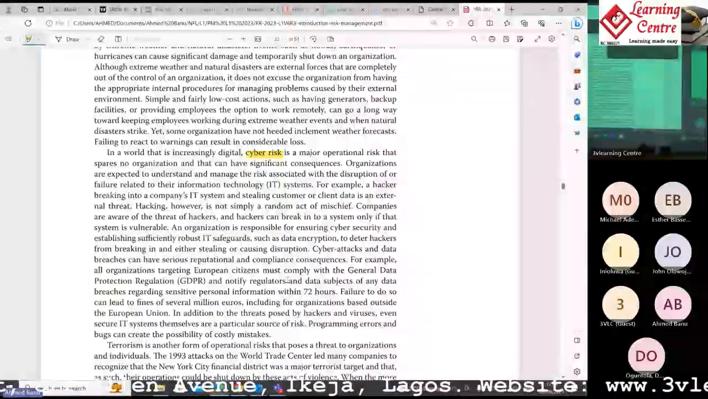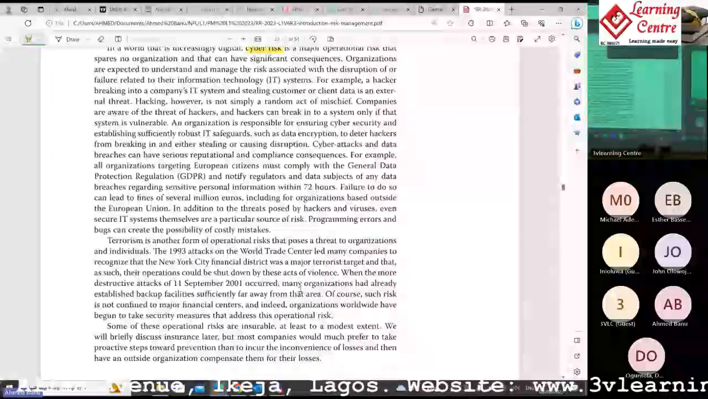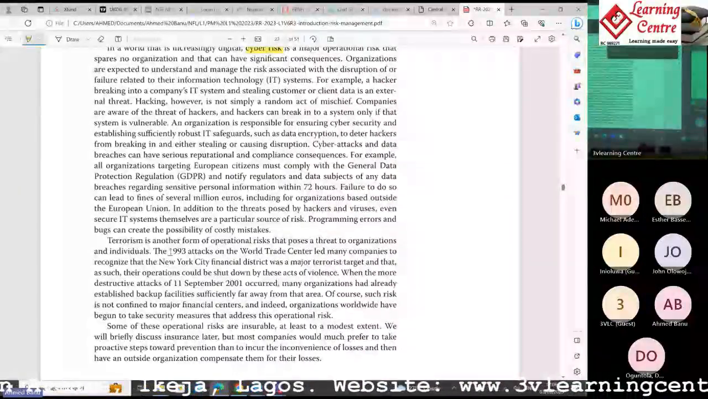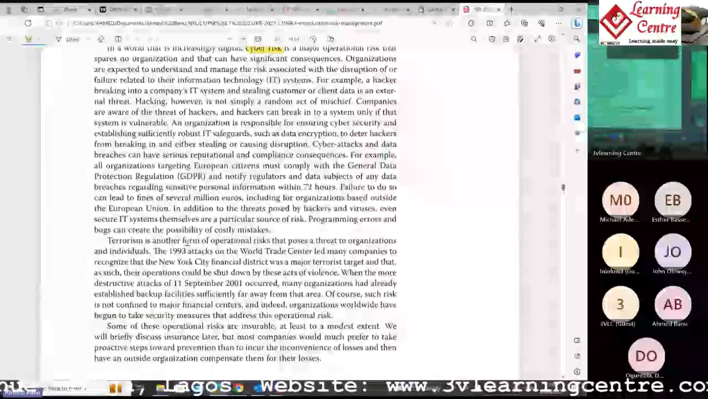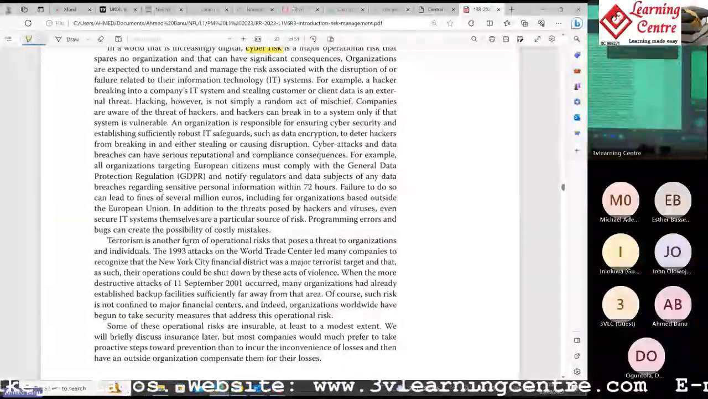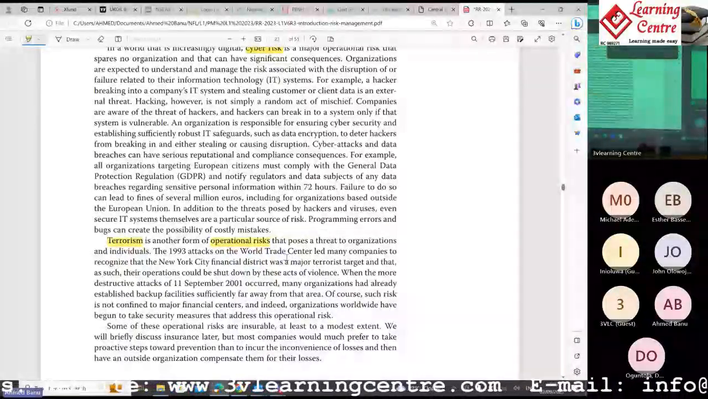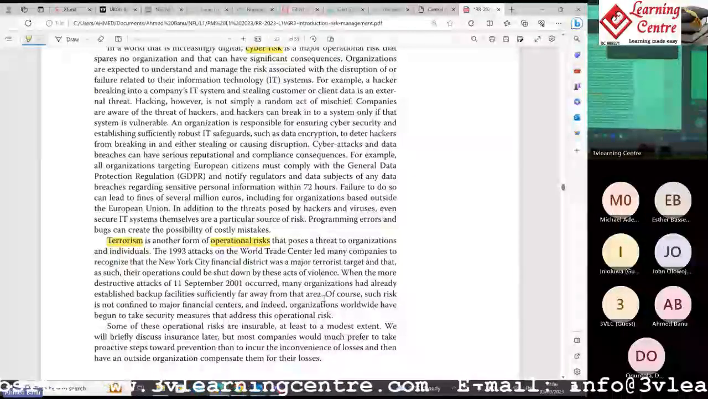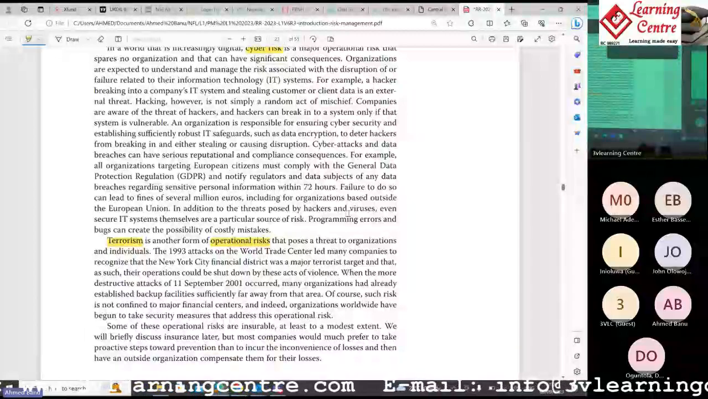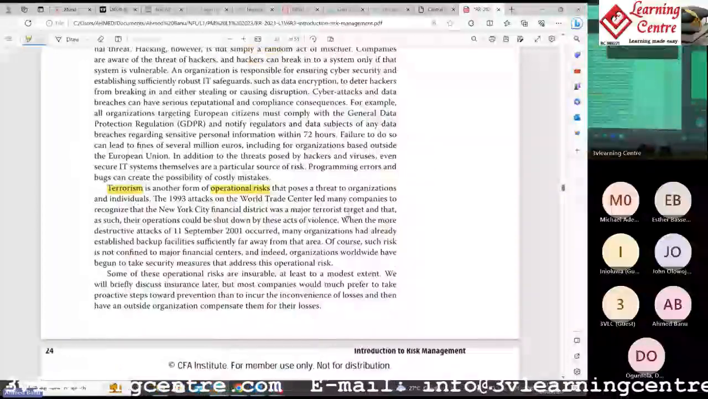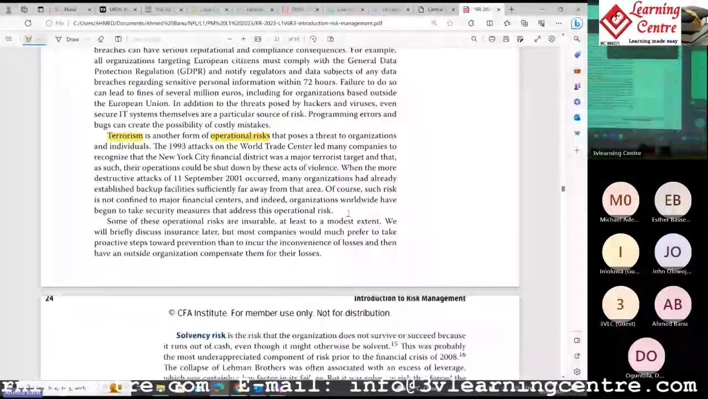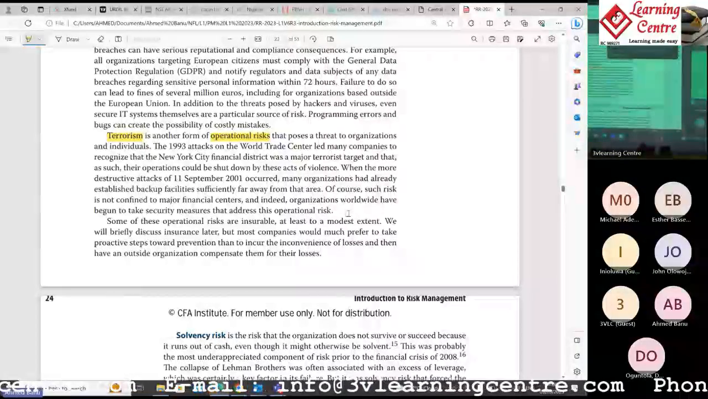Then another part is terrorism. There's no how I can see this curriculum has improved. So terrorism has also come under operational risk. Like what we saw with the World Trade Center in 2001, where it was blown up. So you need to think about that.